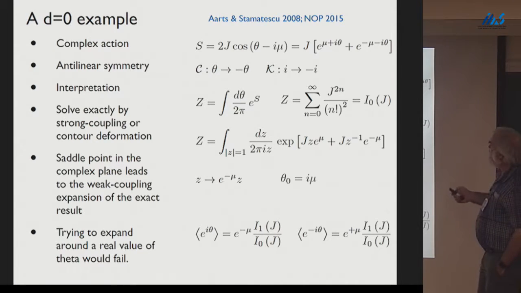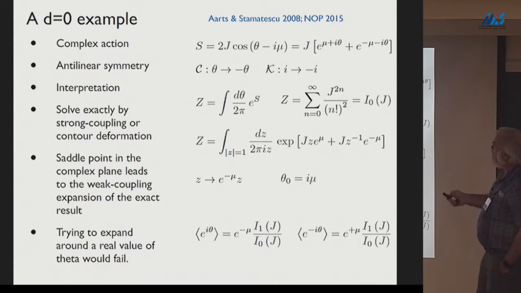We have a zero-dimensional action in which the variable we're going to integrate over is this angle theta. It looks like a cosine, except I've shifted theta by an explicitly imaginary term. You should think of this quantity mu as a dimensionless chemical potential, which is why I chose mu. And of course, I can also write this in this form.